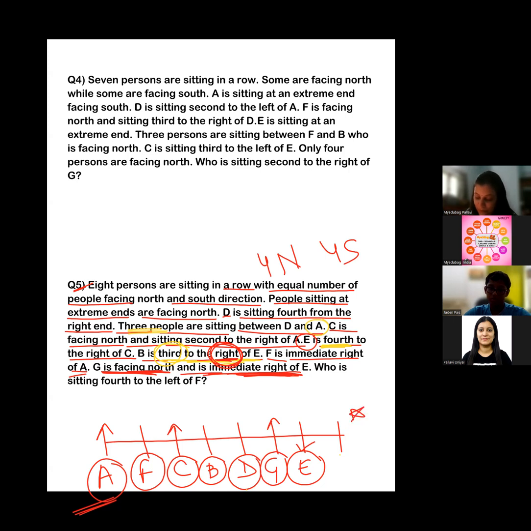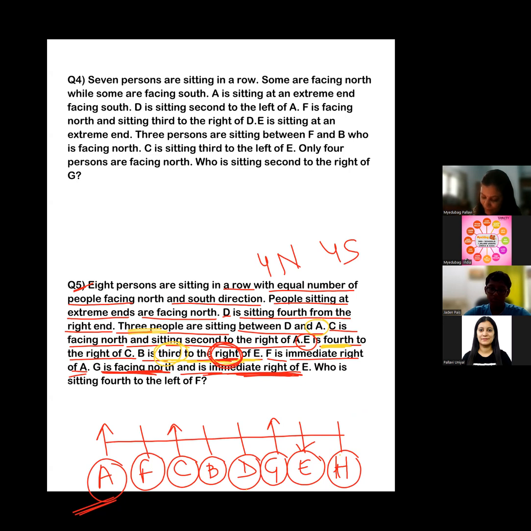And which alphabet is left? H. Yes, H is left. And what will be the direction? Let us see. Have we got four? No, okay. I think we must be skipping some point maybe.